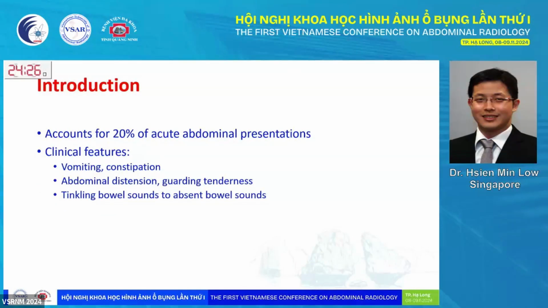So small bowel obstruction accounts for about 20% of acute abdominal presentation, meaning to say that it's actually quite a fairly common condition on call. Clinical features will include vomiting, constipation, abdominal distension, guarding tenderness, as well as tinkling bowel sounds to absent bowel sounds from auscultation.